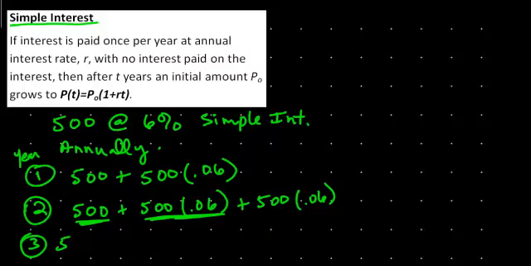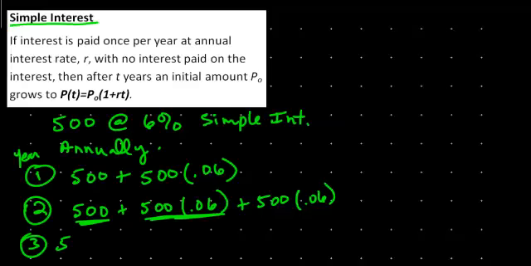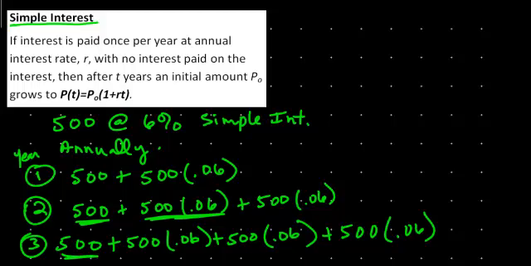So we've got our 500 bucks that we initially put in, plus the interest we earned at the end of the first year, plus the interest we earned at the end of the second year, and plus an additional little bit of interest here that we earn at the end of the third year, 0.06. Again, it's real important. We only earn interest on the initial 500 bucks that we put in there.